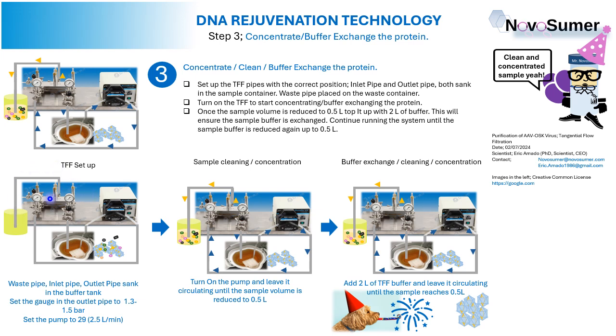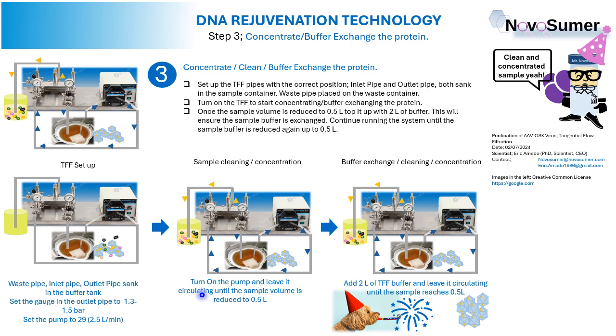Afterwards, set the max pressure of this gauge at 1.5 bars, and set the speed of the pump up to 29, which is 2.5 liters per minute. Okay, this is the first sub step. Let's go for the second sub step. It is very, very easy.